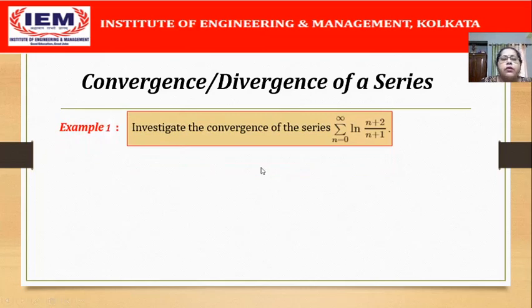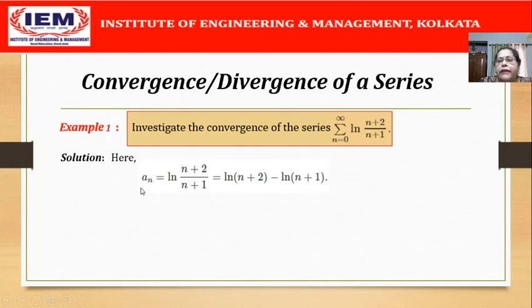So we have one over here. Investigate the convergence of the series summation n equal to 0 to infinity log (n+2) by (n+1). As we proceed, first we have to construct the sequence of partial sums Sn. For that, first let us notice that An, the nth term, is log (n+2) by (n+1). So this is nothing but log(n+2) minus log(n+1).